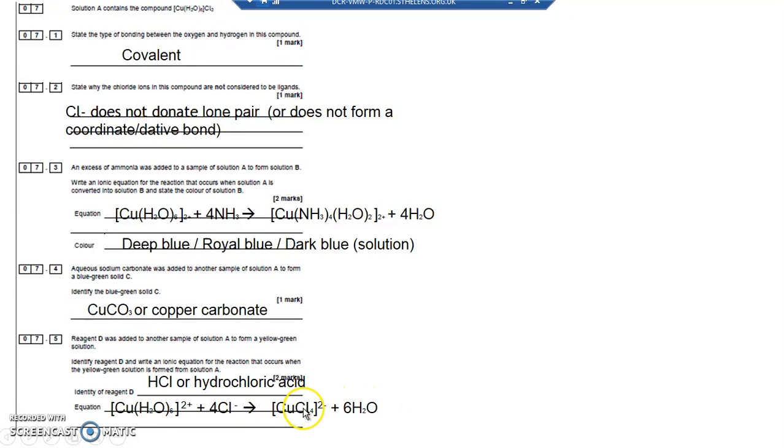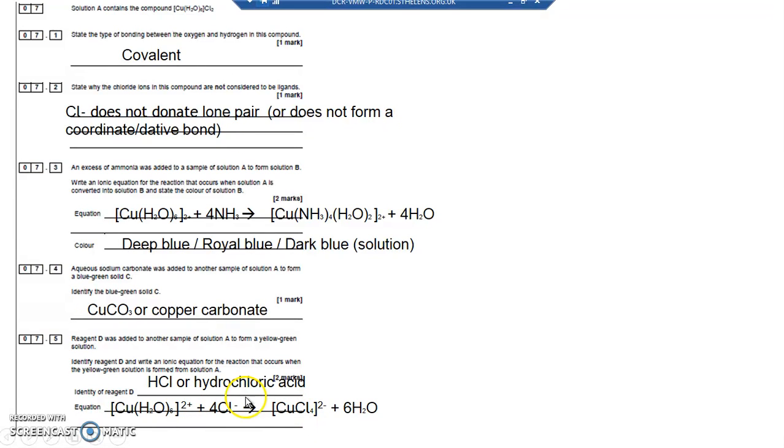Why only 4 Cl's? It's because they're larger than the H2O ligands, and only 4 Cl's can fit around the Cu metal ion. So only 4 Cl's can fit around the Cu 2+.